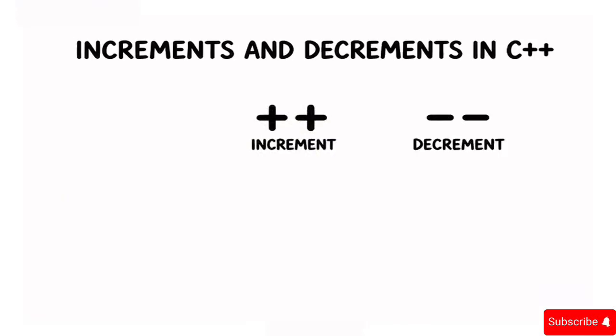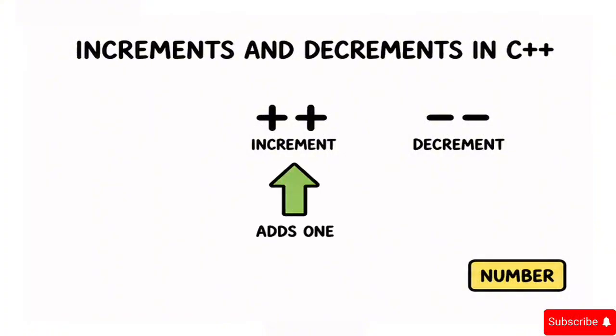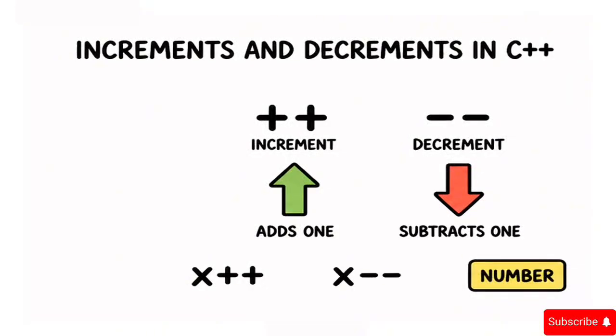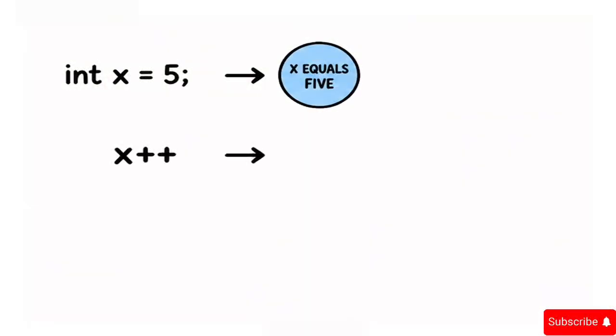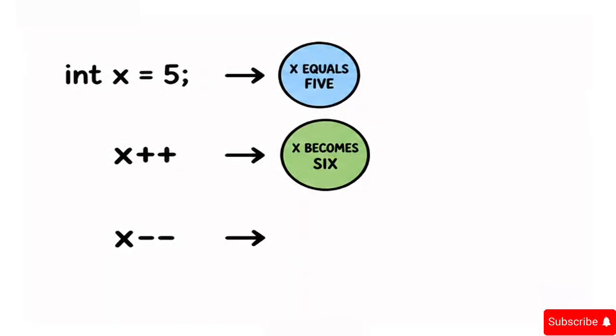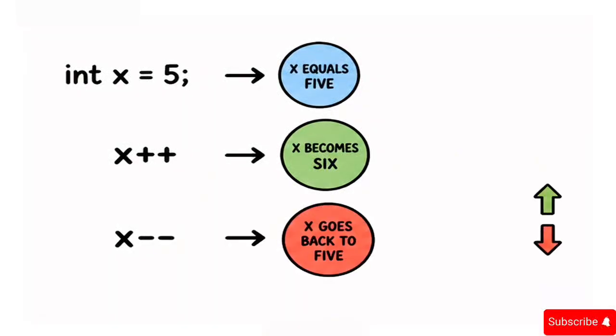In C++, increments and decrements are quick ways to change a number by 1. The increment operator adds 1. The decrement operator subtracts 1. You write them as plus plus or minus minus right next to a variable. Start with a variable x equal to 5. After x++, x becomes 6. After x--, x goes back to 5. Each operator changes the variable by exactly one step.